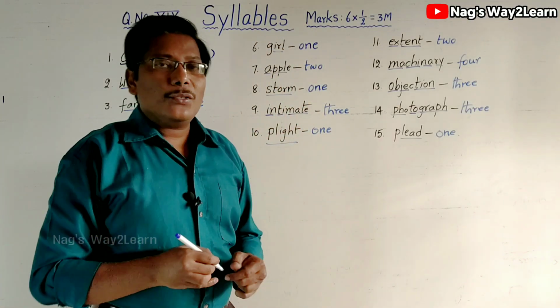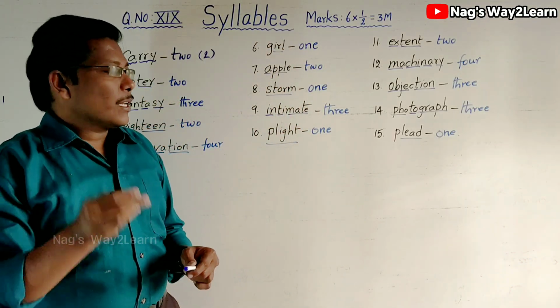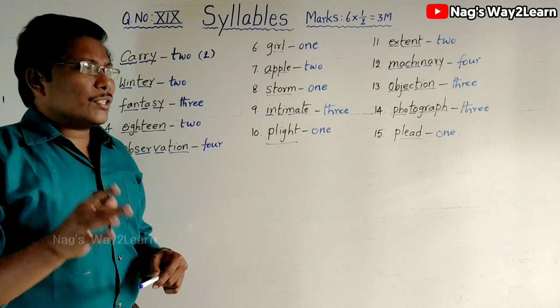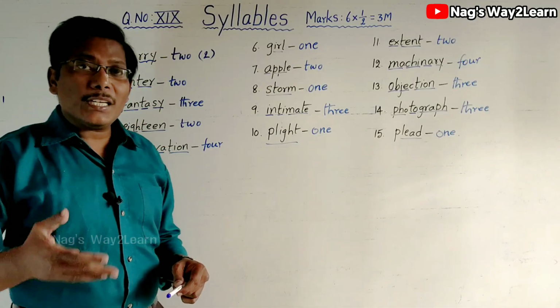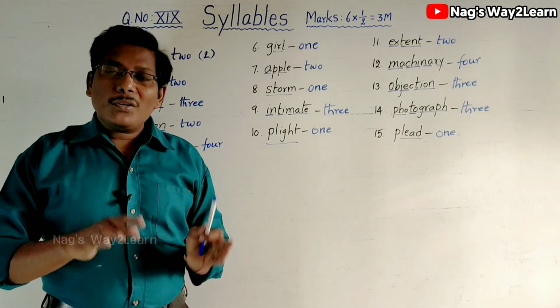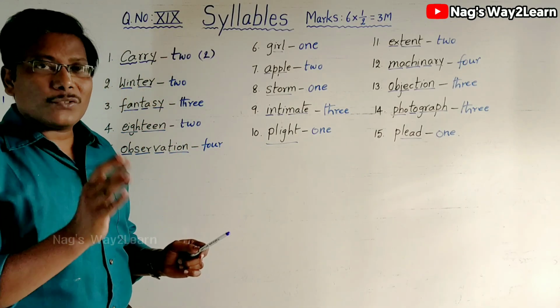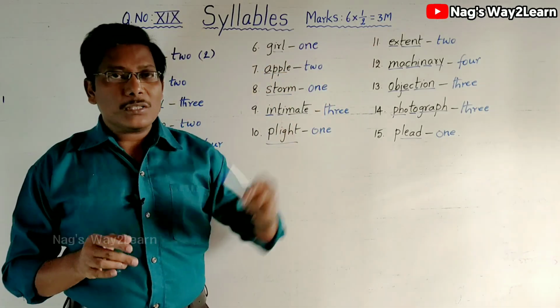So like this you have to identify the number of syllables in the given words and you write the number like this in the public exam. So this is one of the very easy topics in grammar for intermediate first year English. So totally 10 words are given. Out of 10 words we need to write the number of syllables for just 6 words, and each one carries half mark. 6 halves are 3 marks like this.